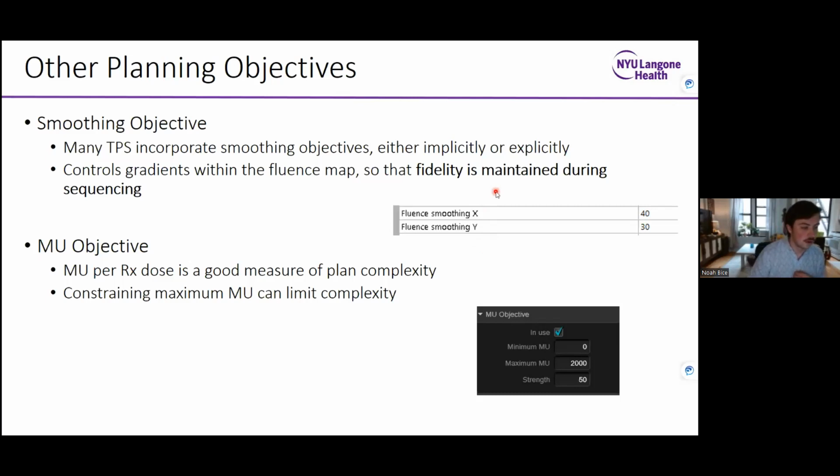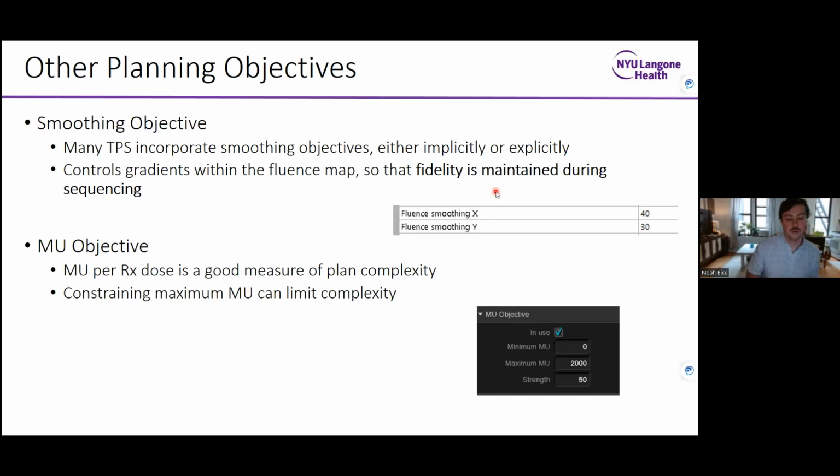MU objectives are similar in that they help to control the complexity. The number of monitor units per prescription dose is usually a good measure of plan complexity. And constraining the maximum number of MUs that you're going to allow for an arc, for example, might make your plan more feasible.